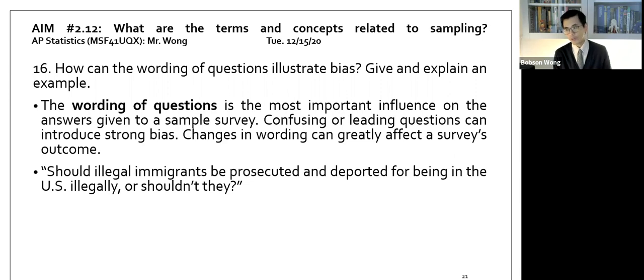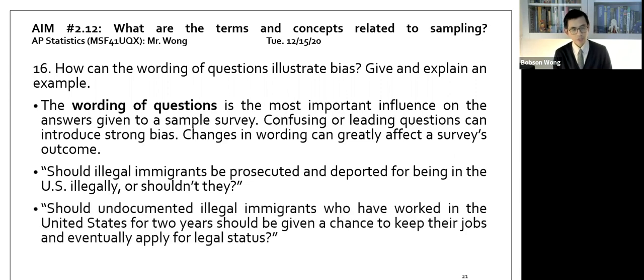Now, consider another way of phrasing this. Should undocumented, actually I meant to write undocumented immigrants, should undocumented immigrants who have worked in the United States for 2 years be given a chance to keep their jobs and eventually apply for legal status? Undocumented is a less loaded term than illegal. And when you phrase it as, they're working, should they get a chance to keep their jobs, that also kind of skews it in a different direction as well.